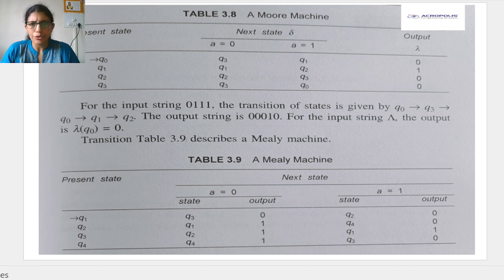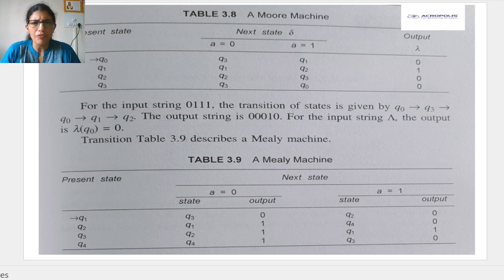For the present state Q2, if we have the 0 input alphabet, then we will go to the Q2 state. If we have 1 input alphabet, then we will move to Q3 and the output will be 0 in both cases. Or we can say that when we have the present state Q2, we will have the output 0, no matter whether the input alphabet is 0 or 1, our next state is Q2 or Q3. And the same thing with Q3. When the present state is Q3 and the input alphabet is 0, the next state is Q3. When the input alphabet is 1, then we will move to Q0 and the output will remain 0.